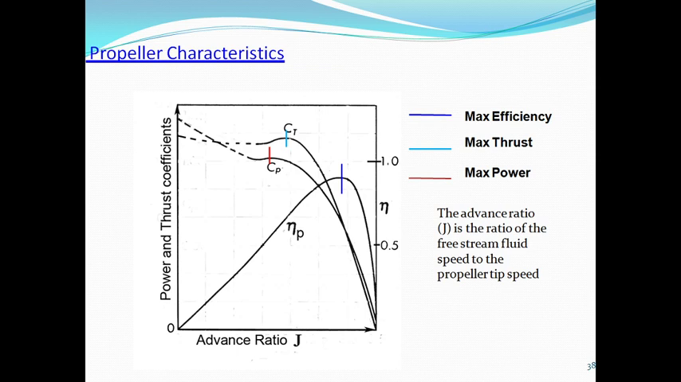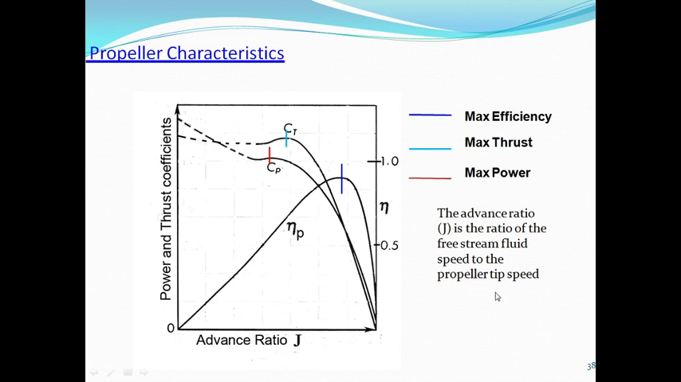Now we will spend some time on the real characteristics of a propeller. This is J, what we have seen in the efficiency, covered in the last slide. J is nothing but the advance ratio. This advance ratio is again a non-dimensional quantity. It represents the relative free stream fluid speed to the propeller tip speed. Free stream fluid speed corresponds to your flight velocity.